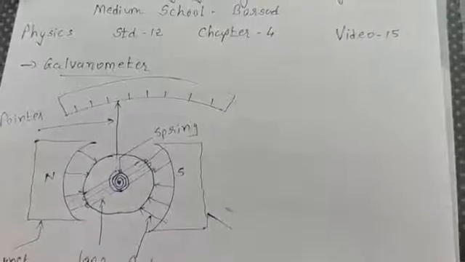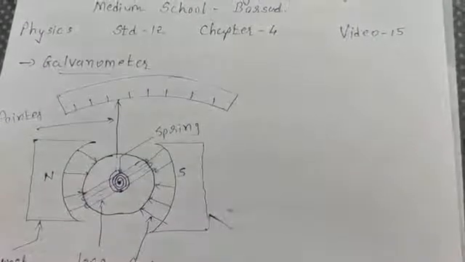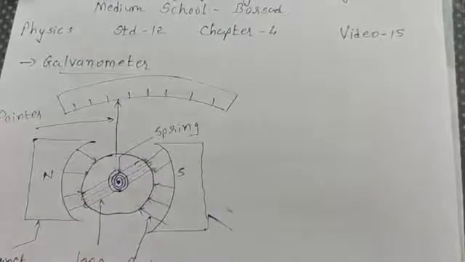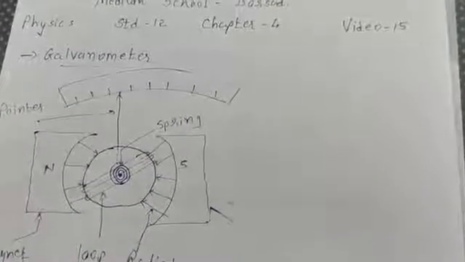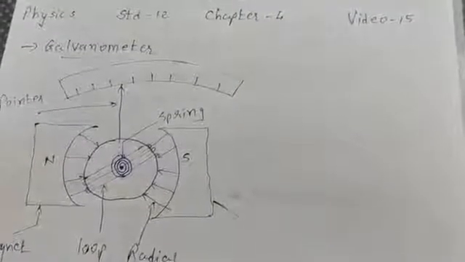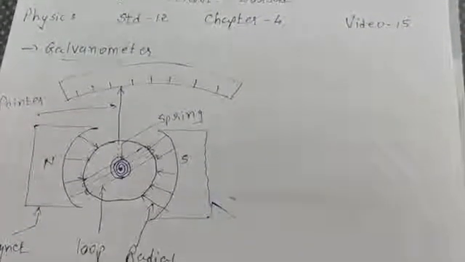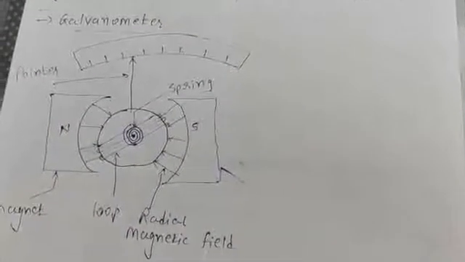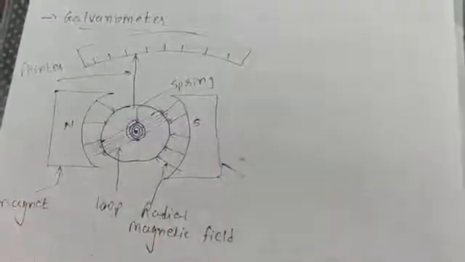Important topic. Galvanometer works on the principle of torque acting on a loop in a uniform magnetic field. So we will first see the construction and working of the galvanometer, and in that portion we will also include the principle of galvanometer. Now this is the construction of the galvanometer.